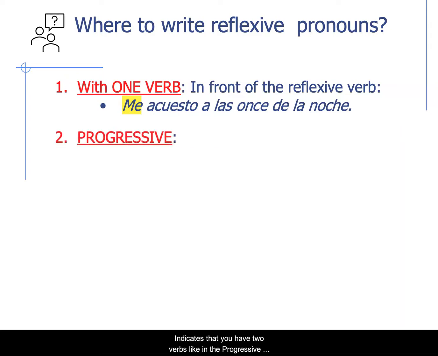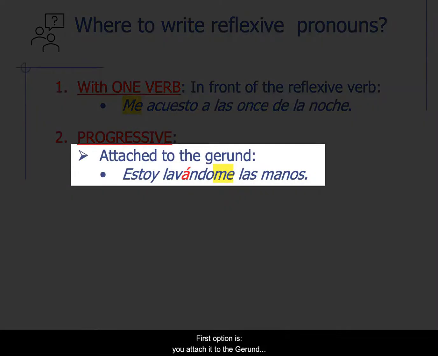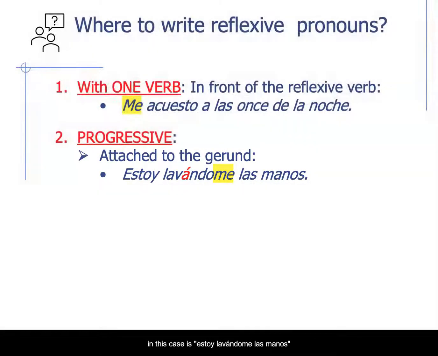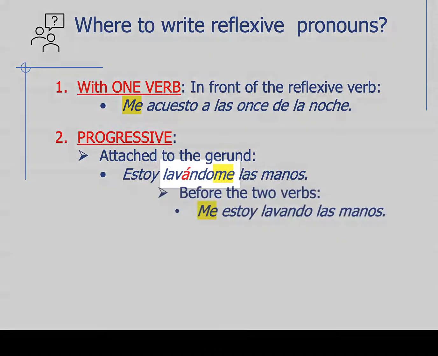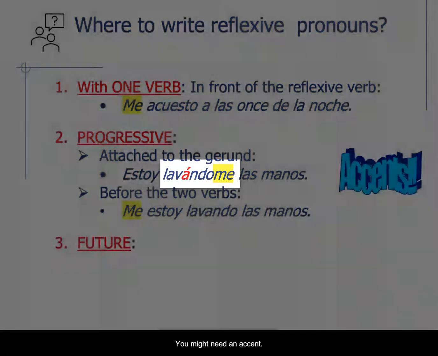In the case that you have two verbs, like in a progressive sentence, you have two options. First option is you attach it to the gerund. In this case, estoy lavándome las manos. I am washing my hands. Notice the me is attached to the gerund. Never between the two verbs. And keep in mind, you might need an accent.